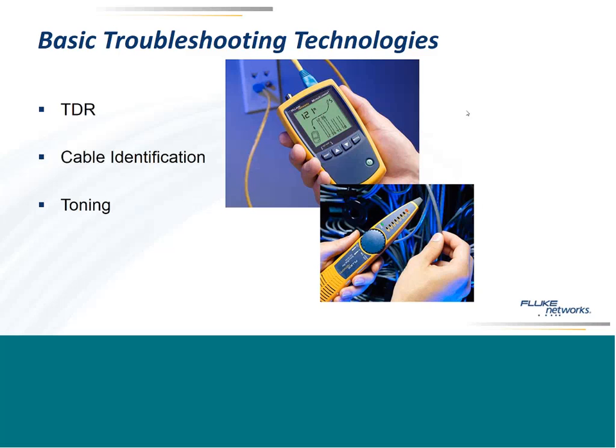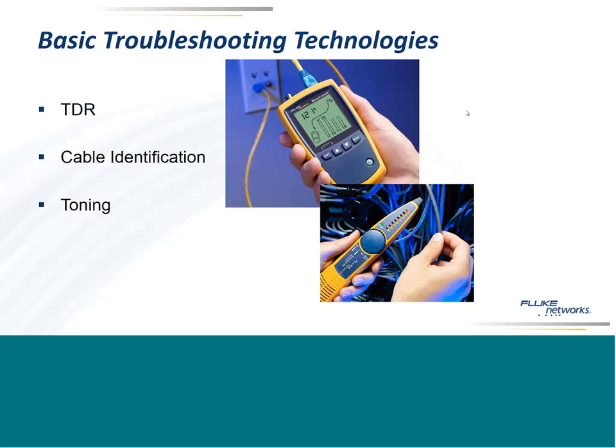And finally, toning. Toning injects a signal onto the cable that's unbalanced, that makes a lot of noise, electromagnetic noise, and then you can use a probe like the one you see here to actually trace along the length of the cable, and you'll hear the tone. As you get closer to the cable, the tone gets stronger. That's a really powerful tool for troubleshooting, especially very messed up wiring closets. But even in a patch panel, it can help you identify which jack goes where.